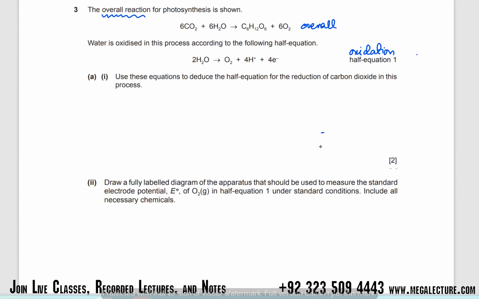And it says to use these equations to work out the half equation for reduction. Okay, that's what they're looking for. So it's kind of the reverse, right?